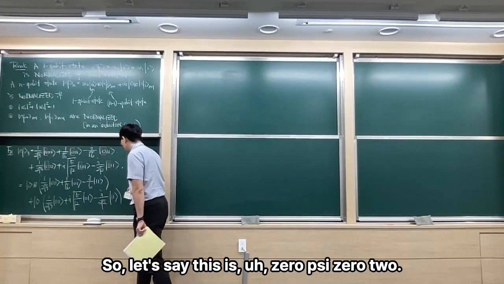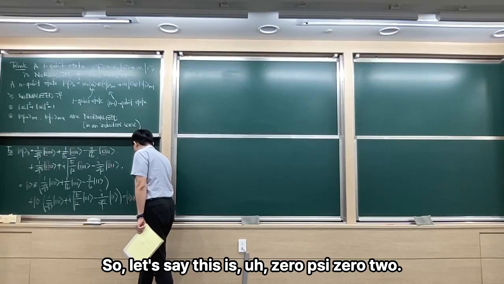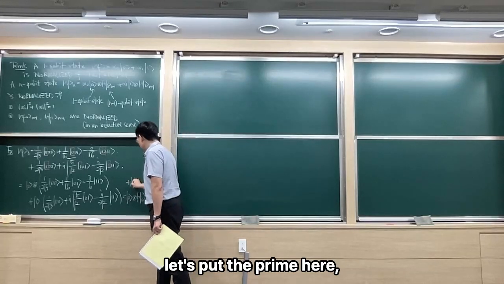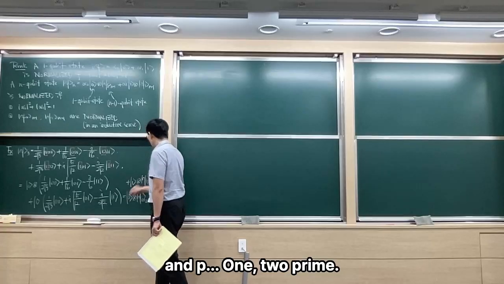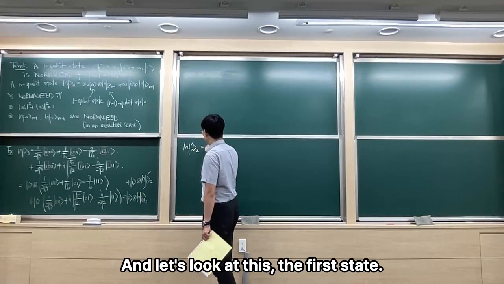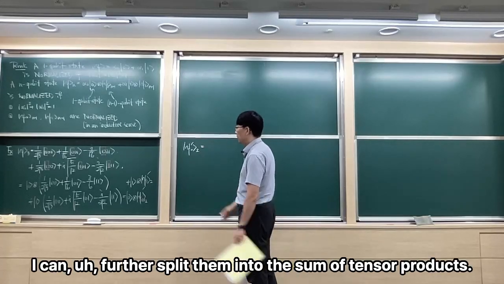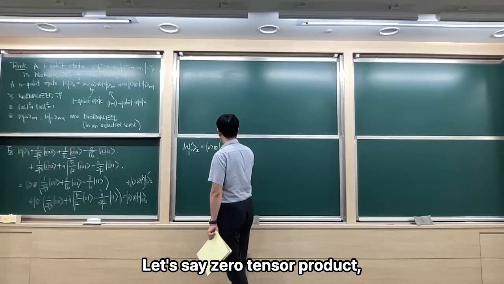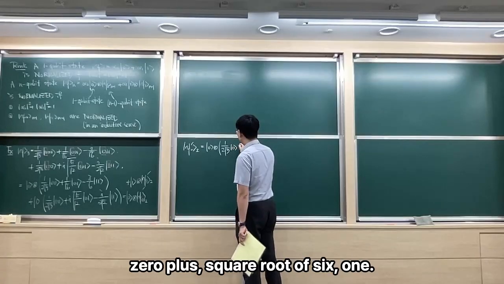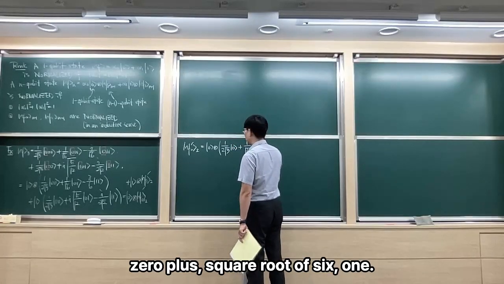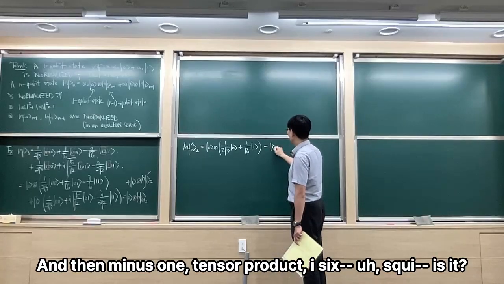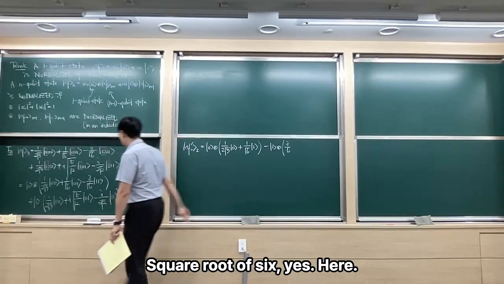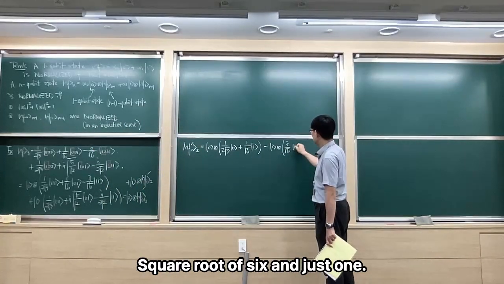Let's look at this. Let's say this is psi 0, psi 2. Since it's not normalized, let's put the prime here, and psi 1, psi 2 prime. Let's look at the first state. I can further split that into the sum of tensor products. Let's say 0 tensor product, 2 over square root of 3 |0> plus square root of 6 |1>, and then minus |1> tensor product i over square root of 6, is it square root of 6? Yes, here, square root of 6, and just |1>.